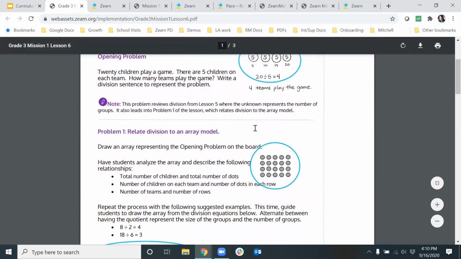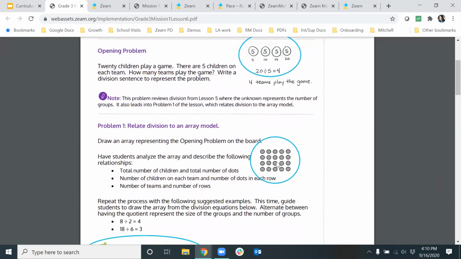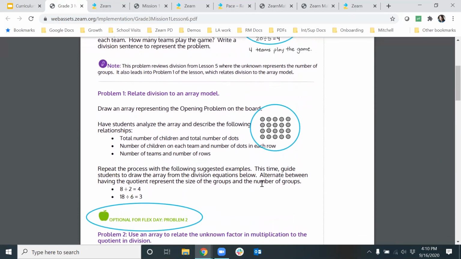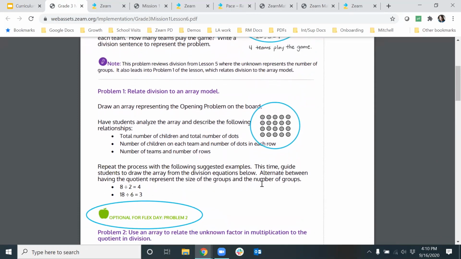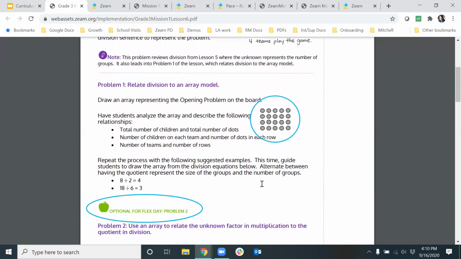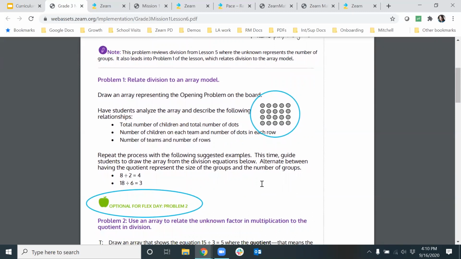In this first problem, students move to constructing an array to represent the same opening problem. They can then move on to representing additional division equations using arrays and can do so with both counters and drawings. This intentional focus on concrete pictorial abstract is something you'll see throughout Zearn. Concepts always begin in the concrete, as they did here using the counters, and then follow the concrete pictorial abstract progression so students can explore new concepts in an intuitive and tangible way.